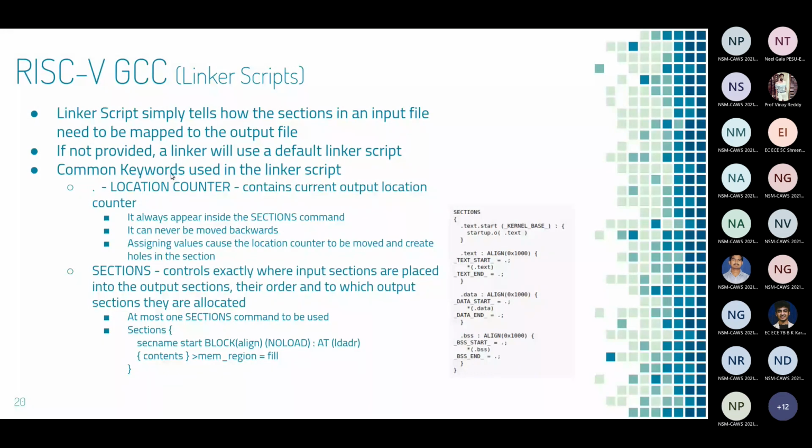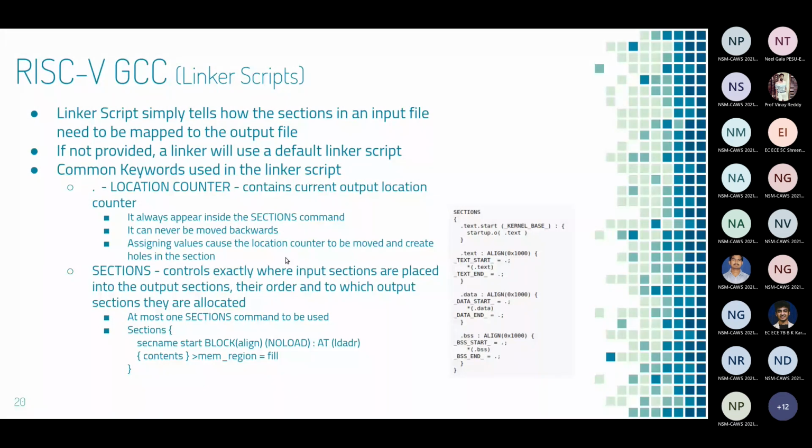Yeah. So the common keywords in a linker script. Essentially, if you see a dot, it says that it's the location counter. It outputs the current output location of the counter. It will always appear inside this particular SECTIONS command. So this SECTIONS command will define all of the output sections in your ELF, right? So the location counter can never be moved backwards.